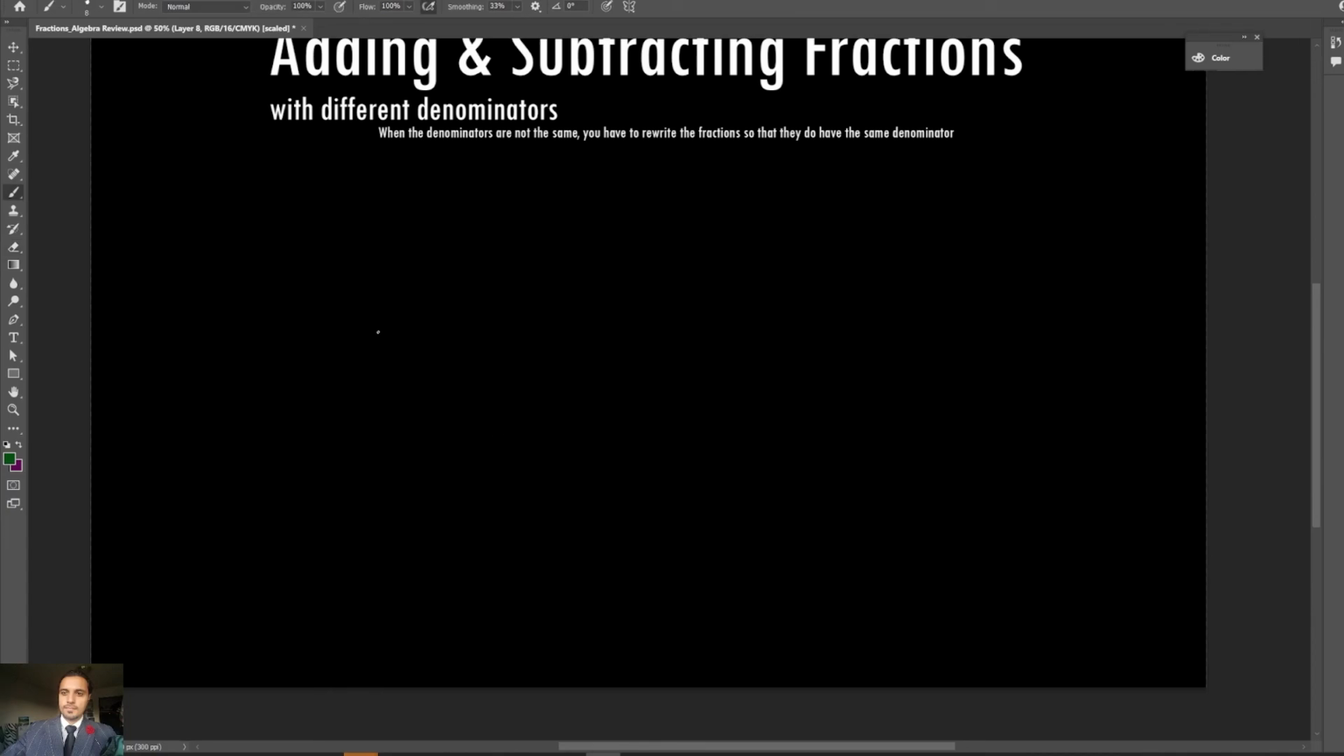So if we had, let's look at an example. Let's say we have 11 over 12 minus 5 over 18 plus 2 over 6. So we have 3 different denominators. So we can't just add 11 and 5 and 2. We have to first make a similar denominator. Choose a number that all of these have as a multiple.